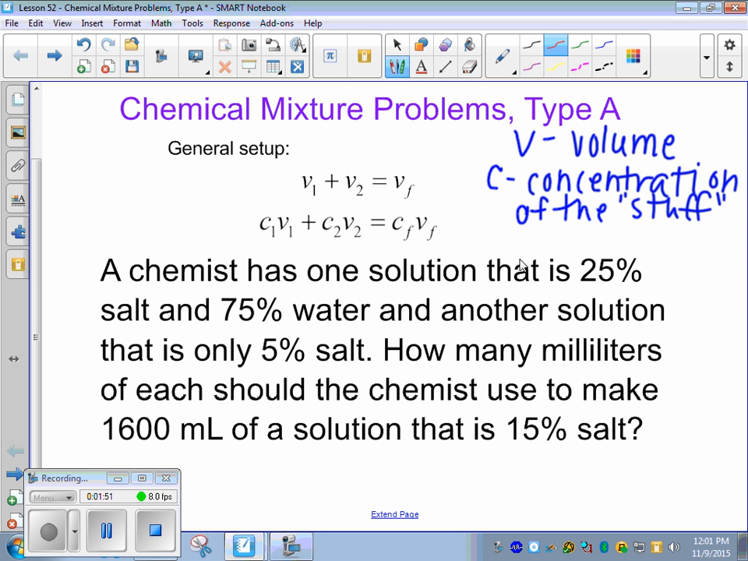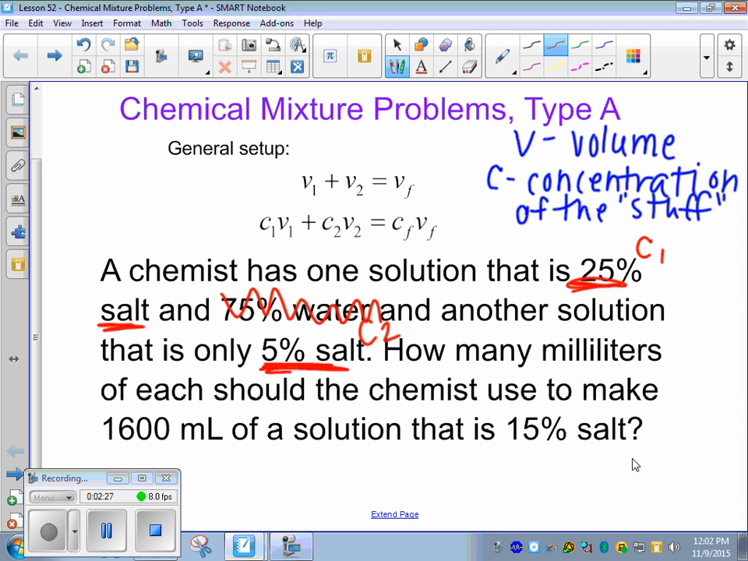So a chemist has one solution that's 25% salt. I want the salt percent. I'm going to make this my C1, my first concentration. And 75% water, this is where I'm saying that they might try and trick you guys. The 75% water we do not care about, so I'm just going to squiggle it out. And another solution that's only 5% salt. So here's another salt concentration. We're going to make that my second concentration, C2. How many milliliters of each should the chemist use to make 1,600 milliliters of a solution that's 15% salt?